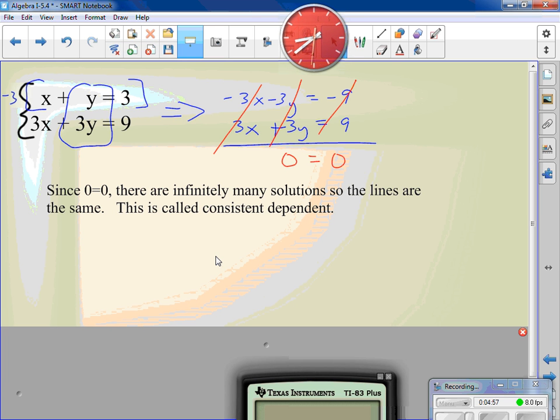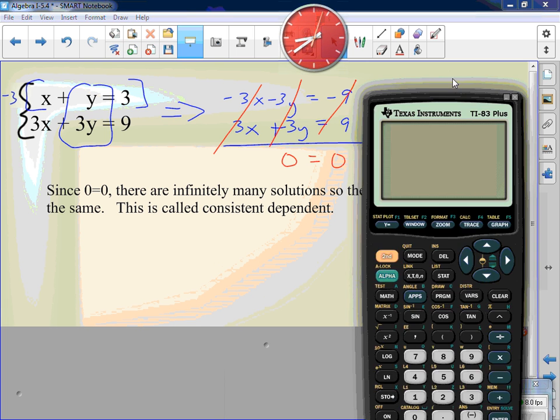This is called a consistent dependent solution. What was the first one called? Consistent and independent. What does it mean to be independent? You're on your own, which means you only have one answer. This one, it's 0 equals 0. Is 0 equal to 0? Is 9 equal to 9? That's why it's consistent dependent.